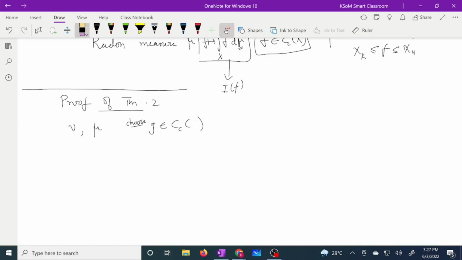Okay, G is my locally compact space, such that the integral over G of small g d mu is equal to 1. Is it d mu or d nu? d mu is equal to 1. Okay, choose such a g. Then what happens?